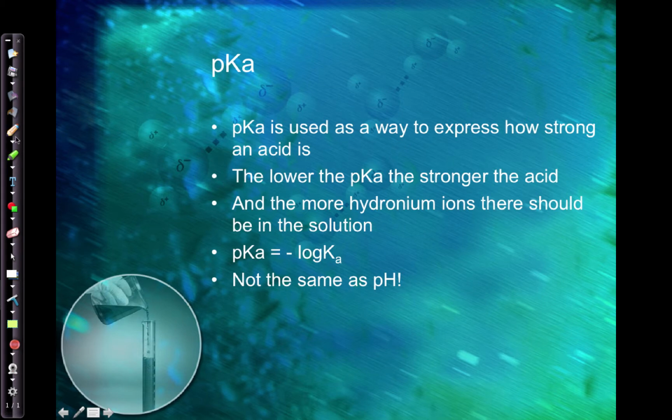So you can get pKa almost the same way that you get pH. It's the negative log of the Ka. But remember, it's still not the same thing as pH. pH is how concentrated an acid is. And pKa is how strong an acid is. So the smaller the pKa, the stronger the acid.